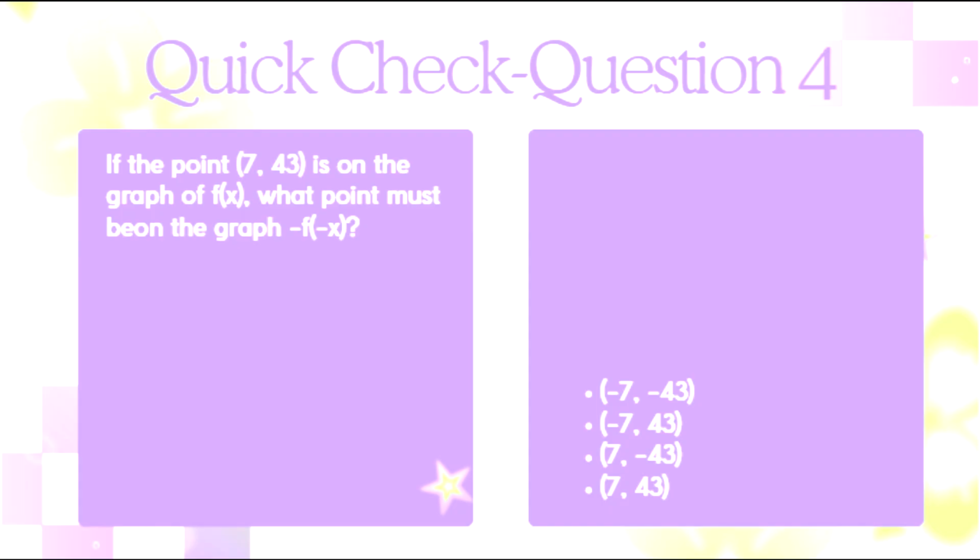Quick check question number 4. If the point 7, 4, 3 is on the graph f of x, what point must be on the graph negative f of negative x? Speed round. Don't overthink it.